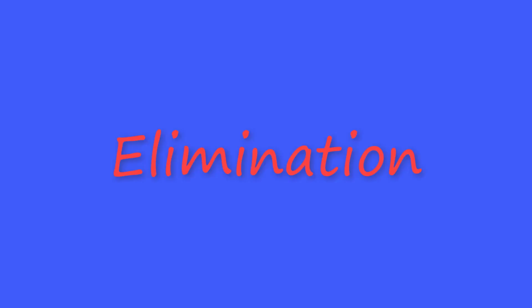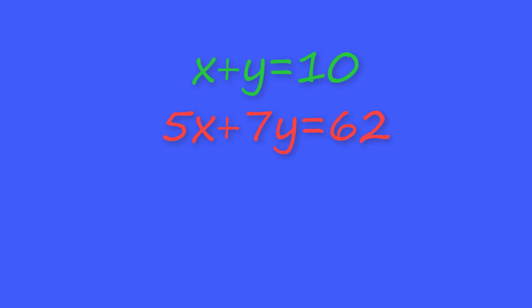The second method is called the elimination method. Here's how it works. Let's go back to our previous equations. If a variable in the first equation has a common factor with the variable in the second equation, you can multiply the first equation by a value so that the variable is the same as in the second equation. For example, let's take x of both equations.